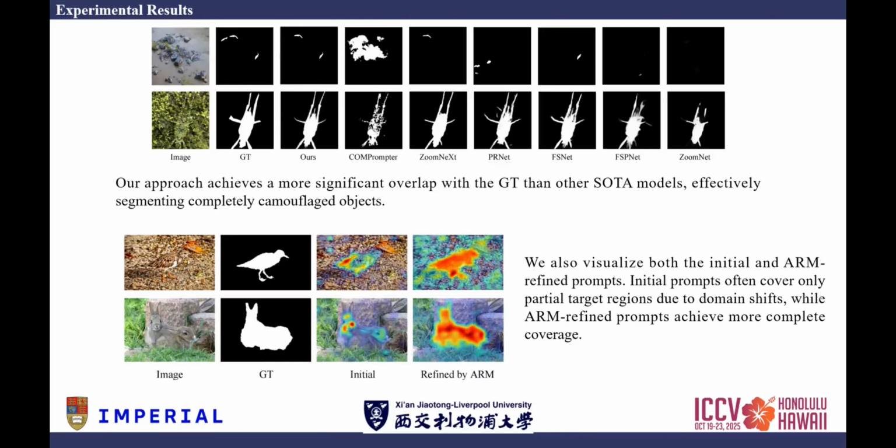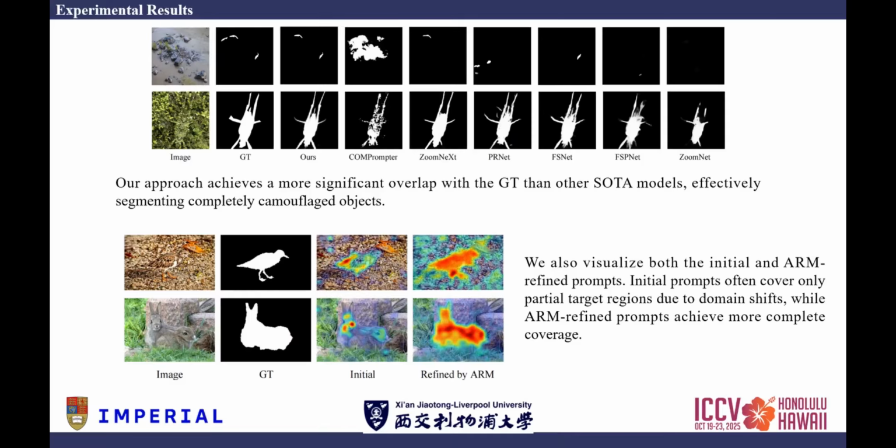Here you can see the upper figure, which shows a comparison between our method and other state-of-the-art models on two of the most challenging samples. It is clear that our approach achieves a much better overlap with the ground truth compared to the others.